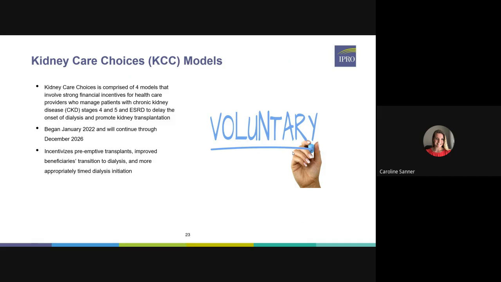The big picture on your screen says voluntary, and that's important for this model because it is voluntary. The providers who decided to be a part of this model chose to be.